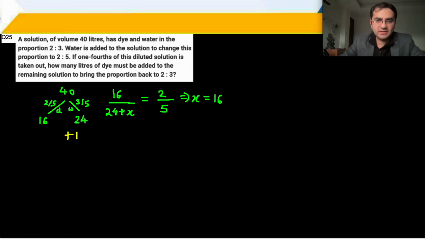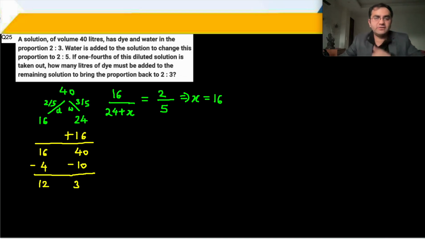So we'll add the water 16. So now you get 16 dye and 40 is water. Now it says that 1/4 of this solution is taken out. Let us take out 1/4. 16 का 1/4 4 is gone, 40 का 1/4 10 is gone. So you're left with 12 and 30.